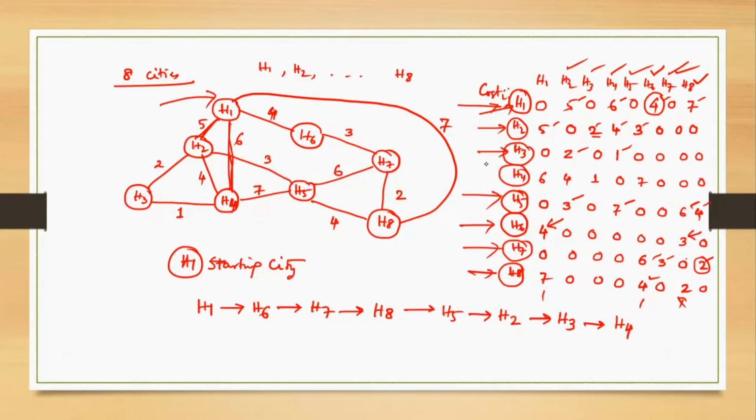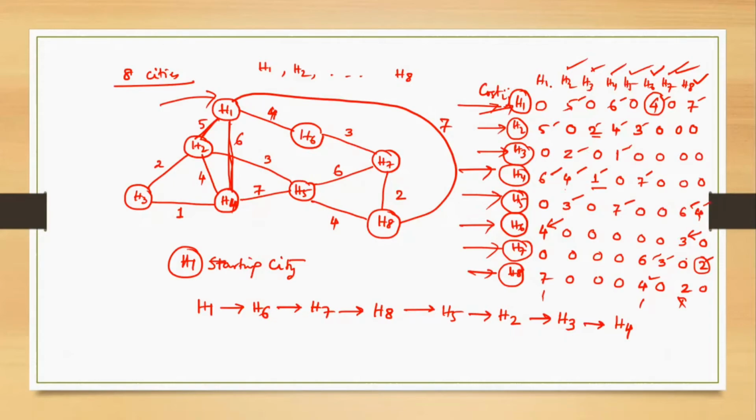Then I have to come back. I have to identify the minimum in this row; these are the non-zeros. Among these 4 non-zeros, 1 is the minimum. The city is H3. H3 is already covered, so you cannot take H3 further because H3 is not the starting city. Then the next minimum is 4. 4 is the city H2. H2 has been covered, so you cannot reconsider H2. Then the next minimum is 6.